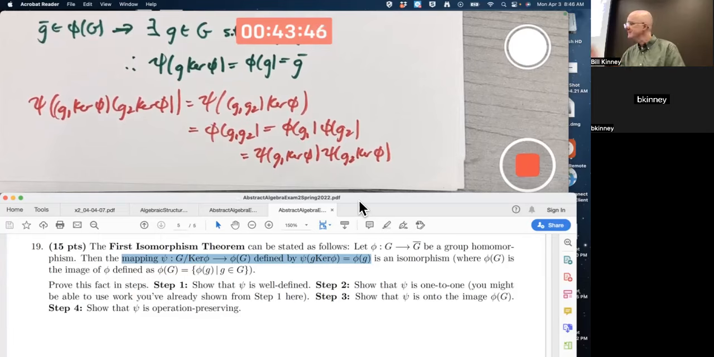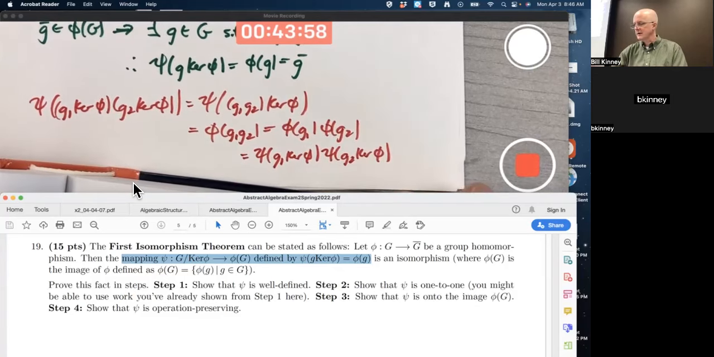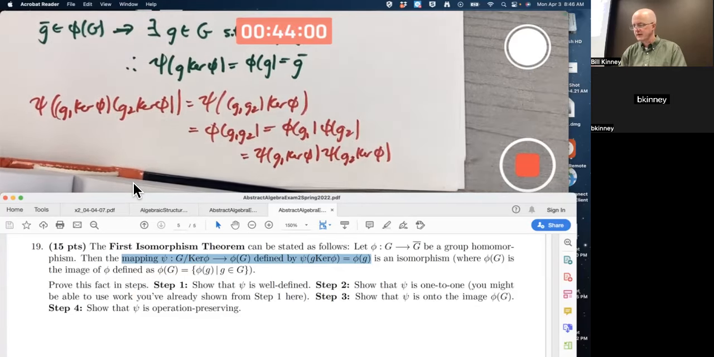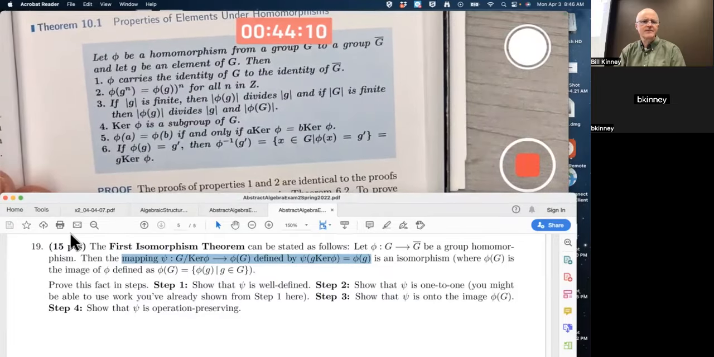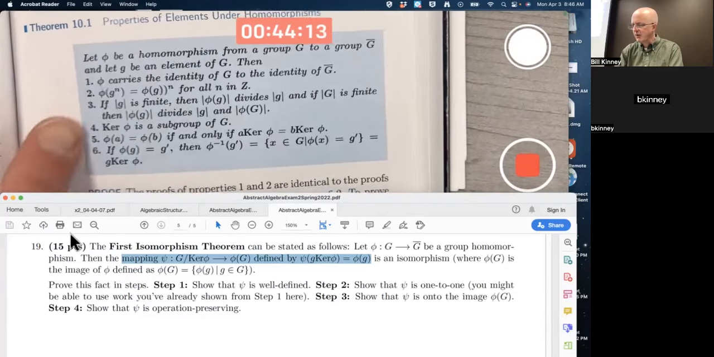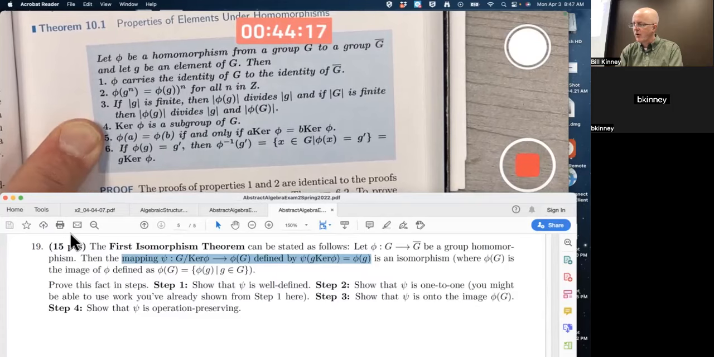Got a few minutes left. Let me just remark in those few minutes that you should also be able to prove properties of homomorphisms, both the properties in theorem 10.1 and 10.2. Should be able to prove these. And in particular, especially 4, 5, and 6. Or use a subgroup test.